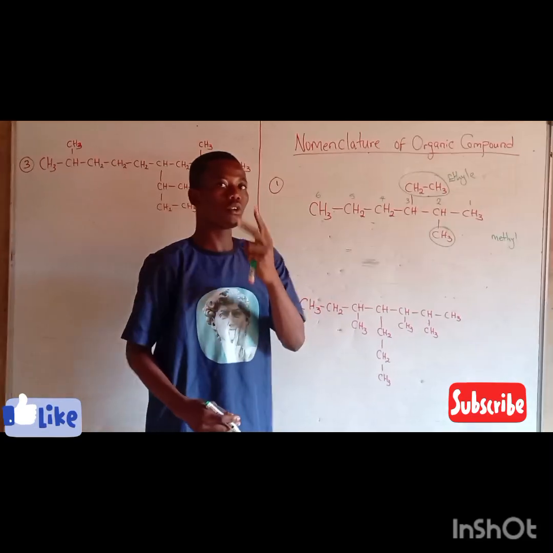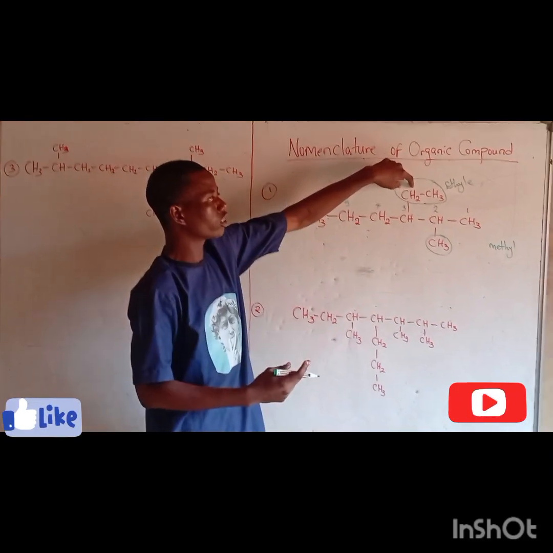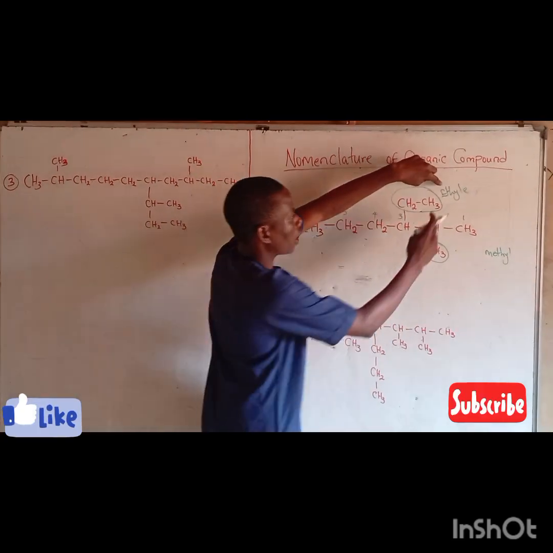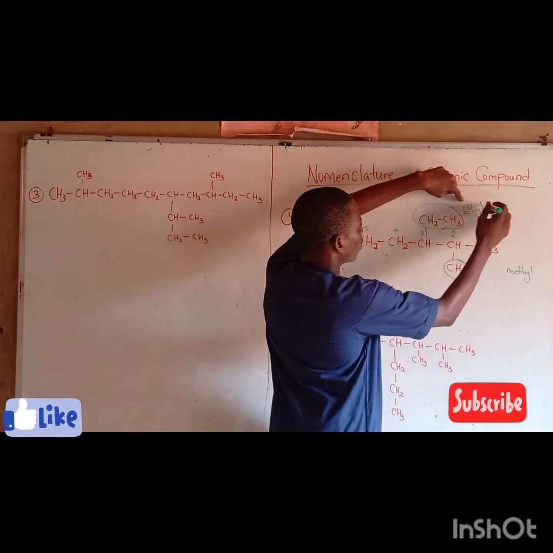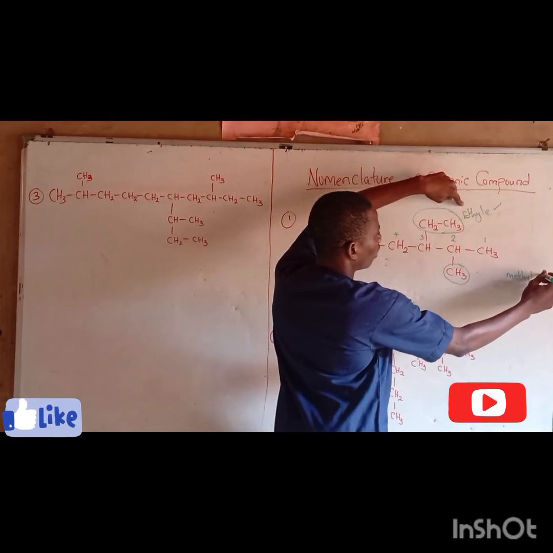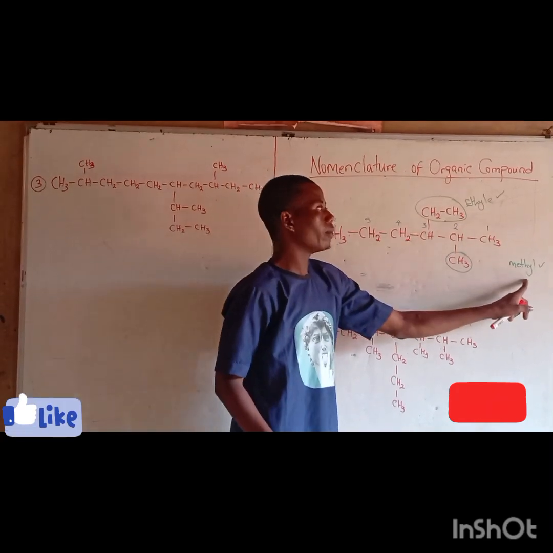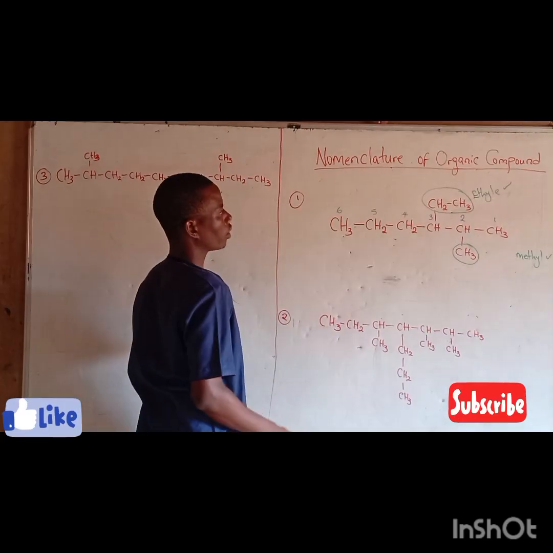According to IUPAC, rule number 4 says that when you have 2 different attachments in a compound, you should name them alphabetically. If you take a look at ethyl and methyl, alphabetically you have ethyl first and methyl as number 2. Therefore, we are going to mention ethyl before we make mention of methyl. This is how you are going to name your compound.